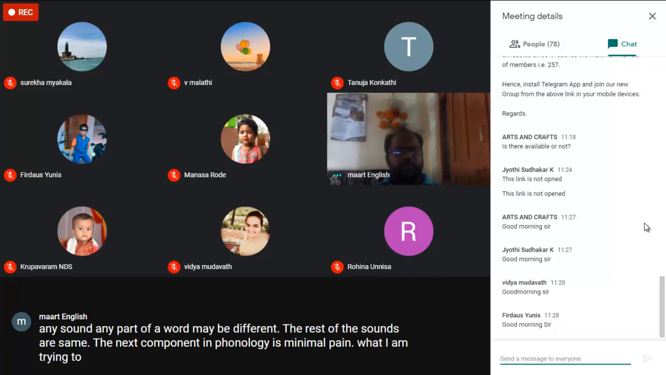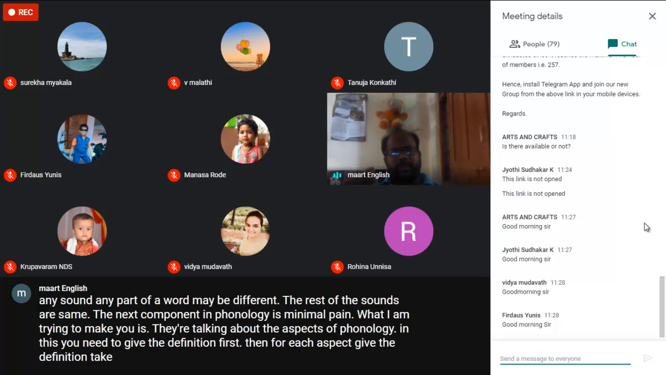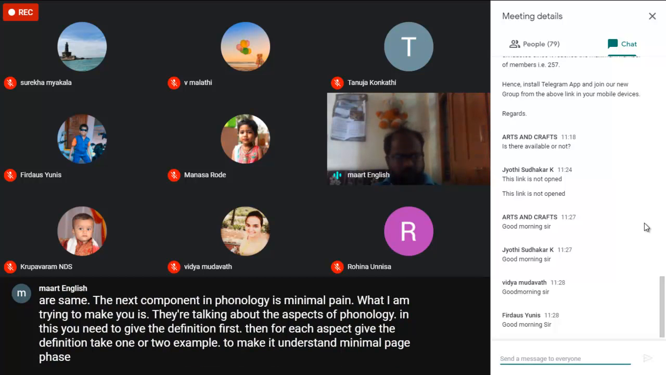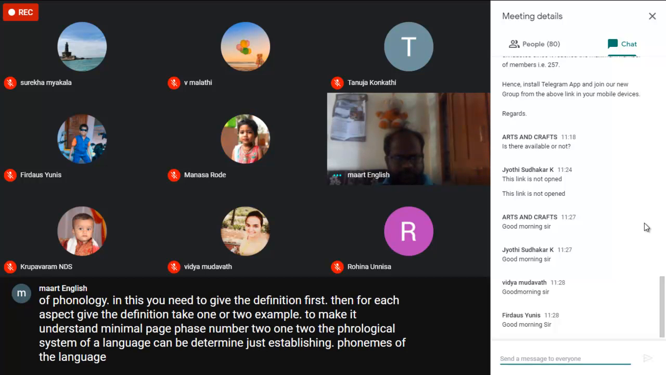What I am trying to tell you is, we are talking about the aspects of phonology. In this, you need to give the definition first. Then, for each aspect, give the definition and take one or two examples to make it understood. Minimal pairs, page number 212. The phonological system of a language can be determined by establishing the phonemes of the language.